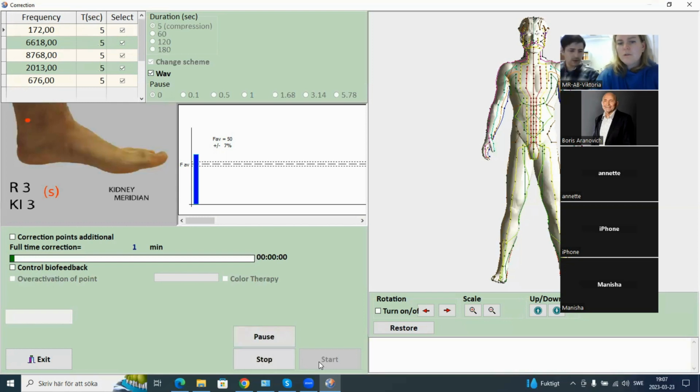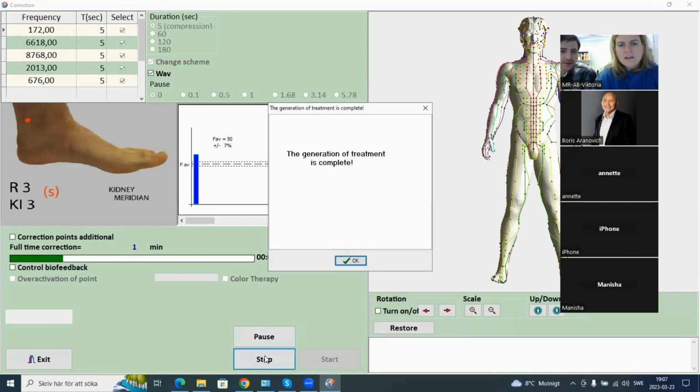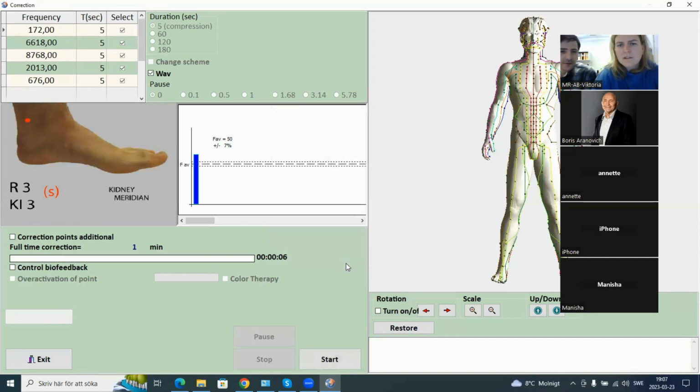I'll stop it because I cannot take away the sound. So it should be connected, so you won't hear this sound. And it is downloaded to these stripes. And then when you're done with the patient, you just put these stripes with some tape on this MC7 point.